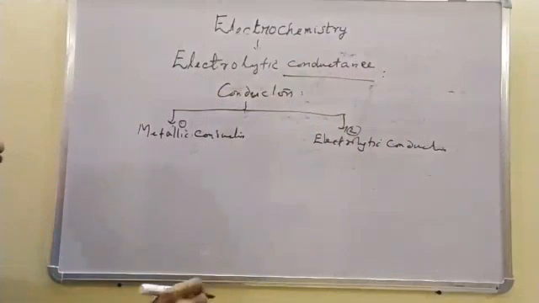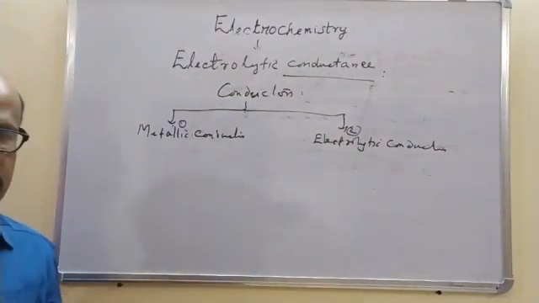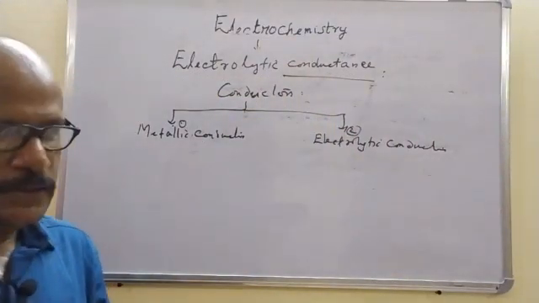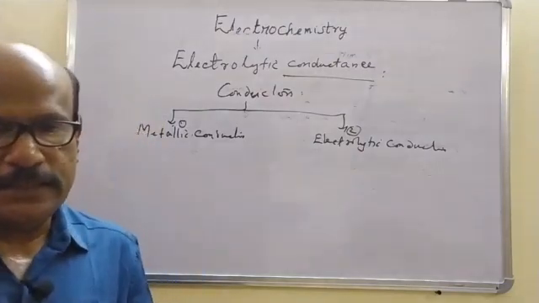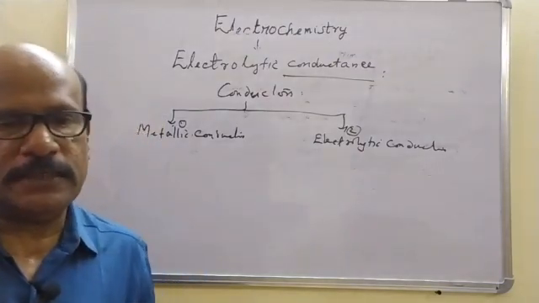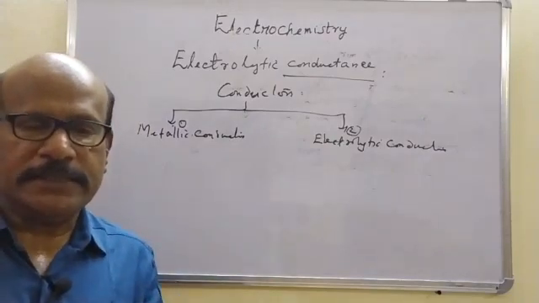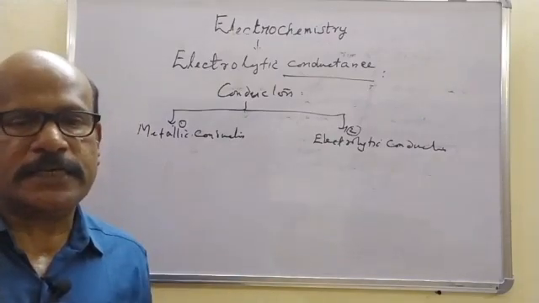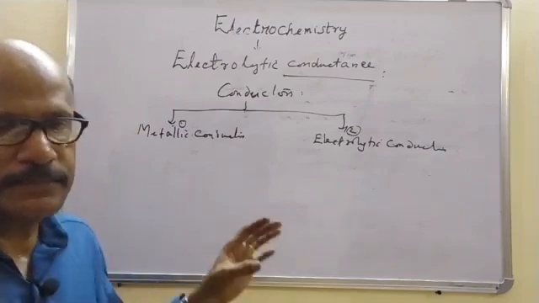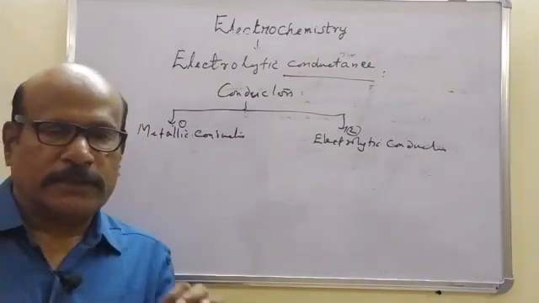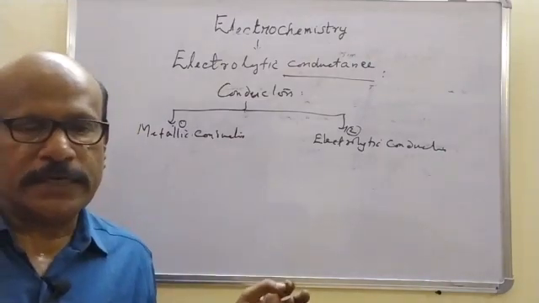What is a metallic conductor generally? Any substance that allows the passage of electricity without any chemical change is called a metallic conductor. All the metals and metallic alloys and graphite come under this group. One of the non-metals, graphite, is also a good conductor.